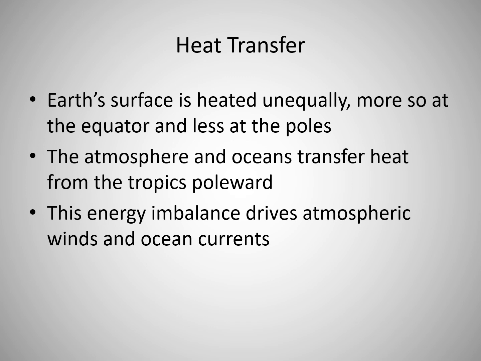Okay, so as we just described, Earth's surface is heated unequally. Everybody knows that. We get more heat at the equator and less at the poles. Well, the Earth tries to correct for this heat imbalance with the atmosphere and oceanic currents. The atmosphere and the oceans actually transfer heat from the tropics towards the pole. They also transfer cold air from the poles towards the tropics.